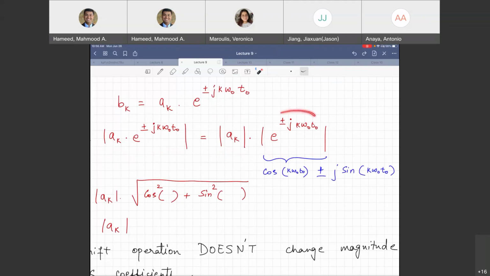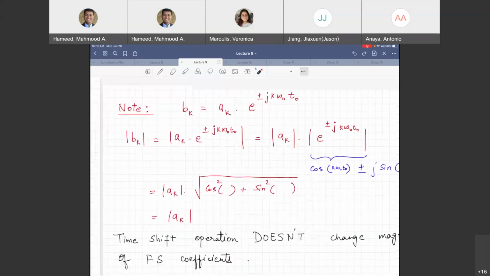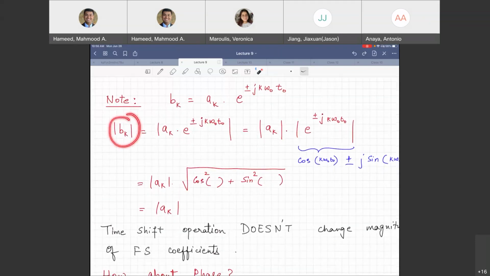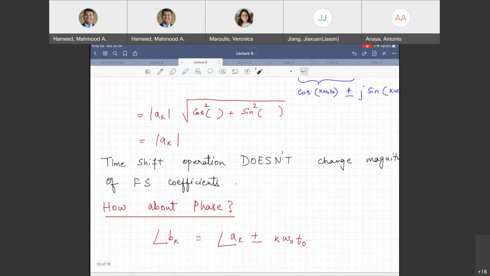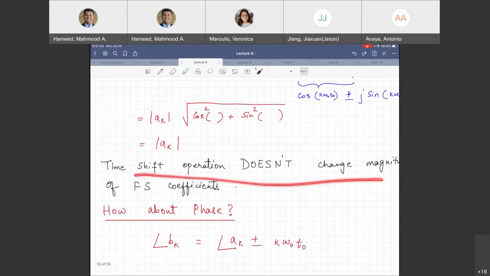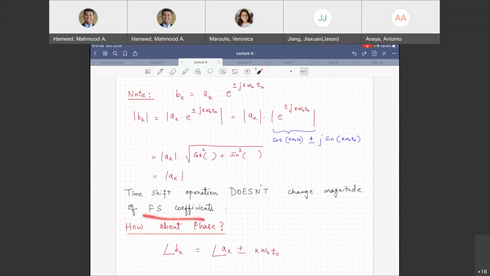So if this guy goes to a 1, then you are left with what? The magnitude of bk is the same as magnitude of ak. So there is no change in the Fourier series coefficients in terms of their magnitude, right? You guys see that? Magnitude is the same. Time shift operation doesn't change magnitude of the Fourier series coefficients.